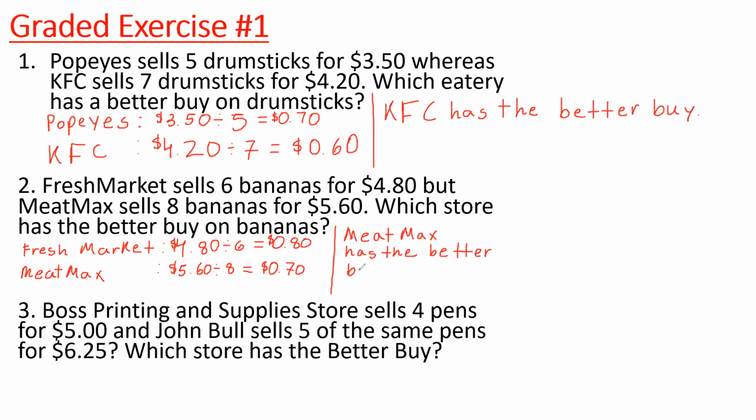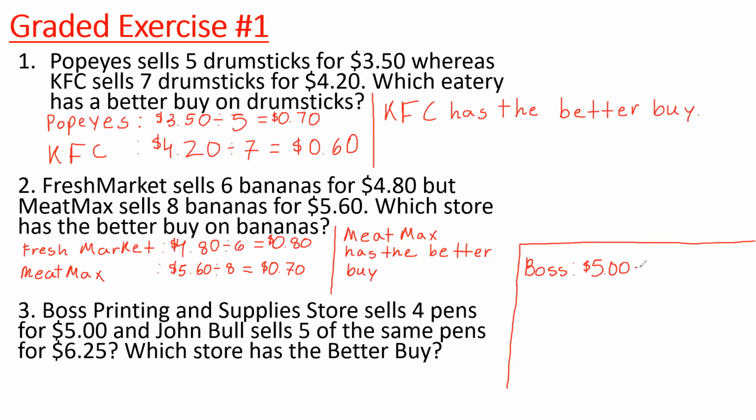Mila, you asked for number 3, did you? Go ahead, answer number 3, please. Sorry about that. So question number 3 reads: Boss Printing and Supply Store sells 4 pens for $5 and John Bull sells 5 of the same pens for $6.25. Which store has the better buy? First step, you have to see how much one pen costs for each of the stores.